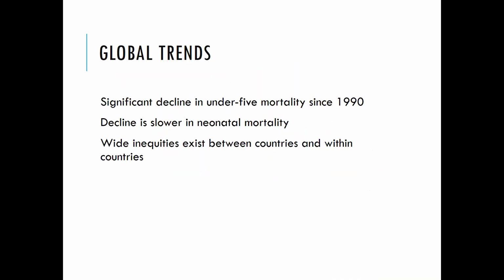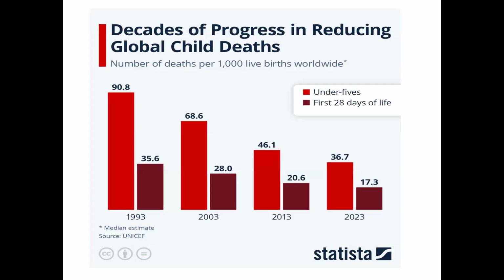So the global trend is that there is a significant decline in the under five mortality since 1990, and the decline is slower in the neonatal mortality, as we have seen in the previous maps. And there are wide inequities that exist between countries and within countries as well.